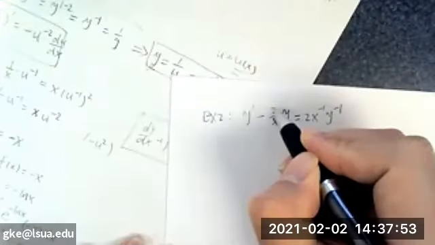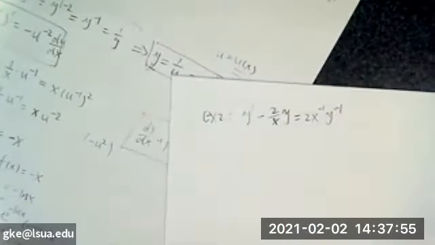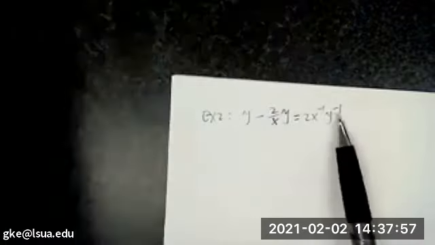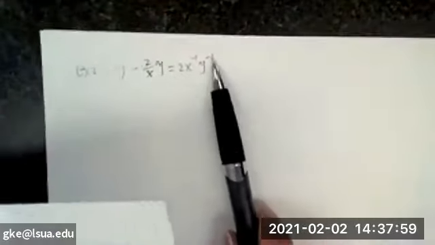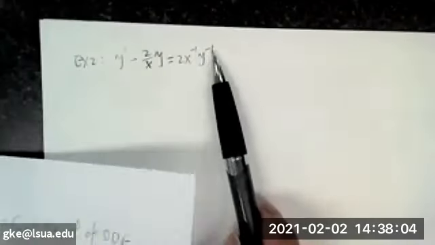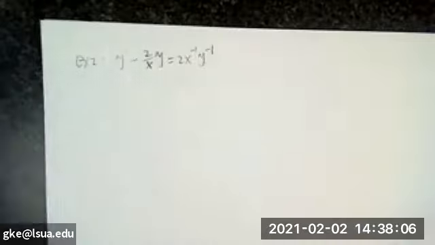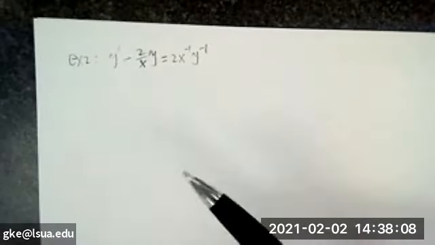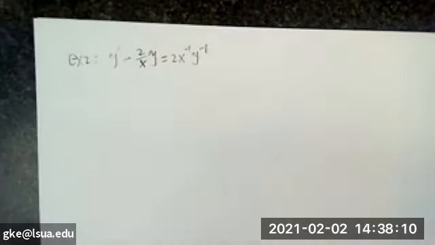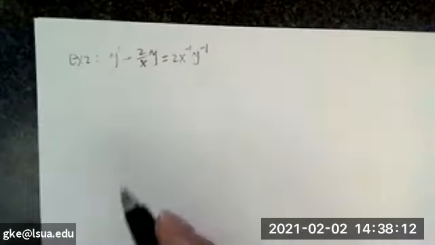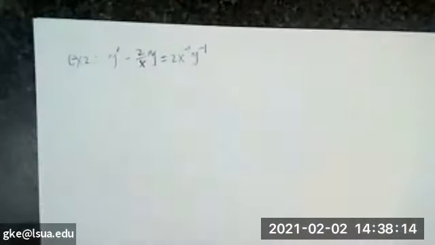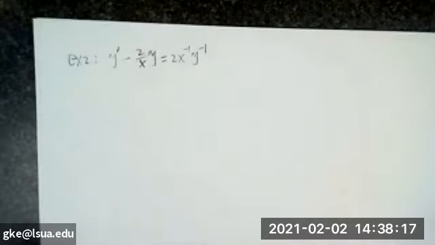It's very clear we can tell here what n is. n is negative one, right? So it belongs to the second case. Just follow the steps. Use the substitution. Let u equal y to the power 1 minus n. Here n is negative 1.